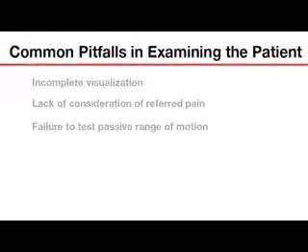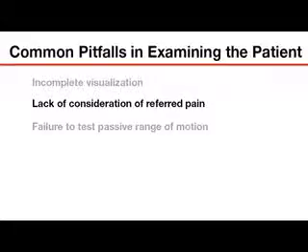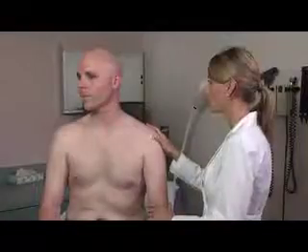There are several common pitfalls in the performance of the shoulder examination. Both shoulders must be viewed completely and simultaneously. A full view is necessary to make sure that deformities and asymmetries are not overlooked. Consider the possibility that shoulder pain may be referred pain from the neck.